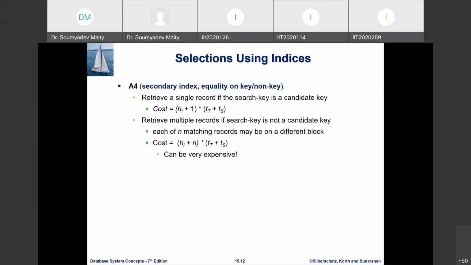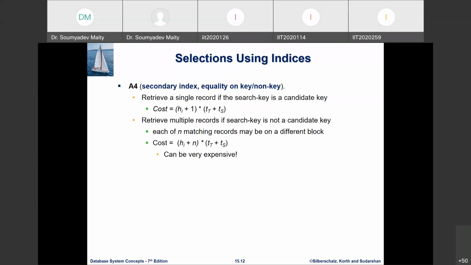satisfying the same condition. So if n is the number of matching records, then there is no other way: you have to access all those blocks containing all of those n records. And each time you have to seek the arm head to the block. So the cost will be n into (TT plus TS). Now see, that could be very expensive. And even in some cases, the cost can be more than a linear search.